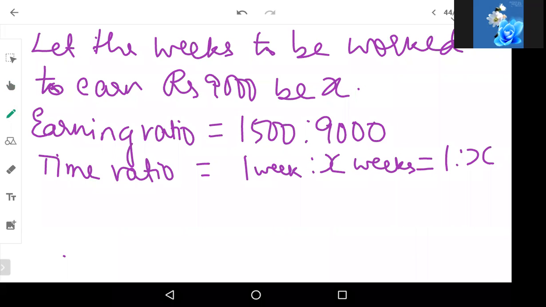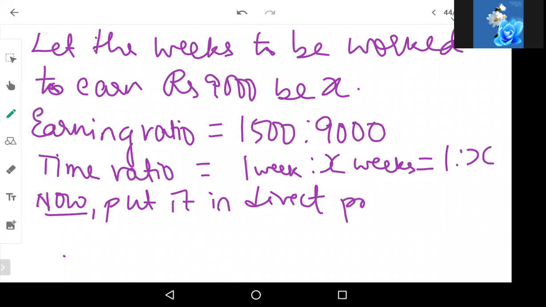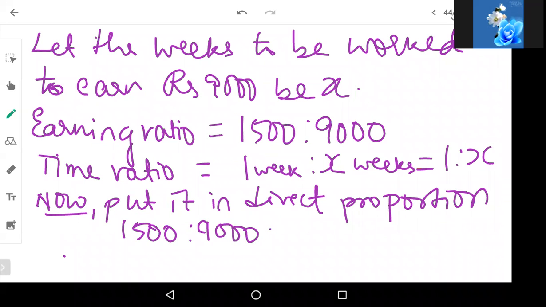Put it in direct proportion. Direct proportion means if the earnings ratio increases, the time ratio will also increase. So the earnings ratio, 1,500 is to 9,000, is equal to 1 is to x. Now you know how to find out the x value.